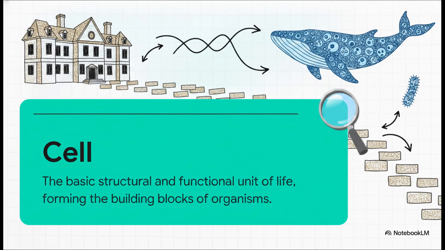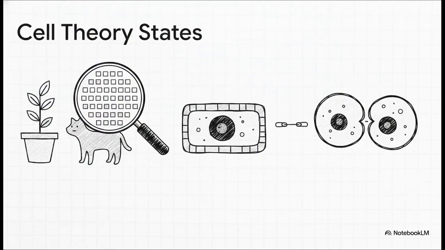They are the absolute smallest entities capable of carrying out all the functions necessary for survival, like growth, metabolism, and reproduction. This whole understanding eventually crystallized into what we call the universal cell theory. It really boils down to a trio of rules. In 1838 and 1839, botanist Matthias Schleiden and zoologist Theodor Schwann laid down the first two tenets. All living things are made of cells, and the cell is the basic unit of life.